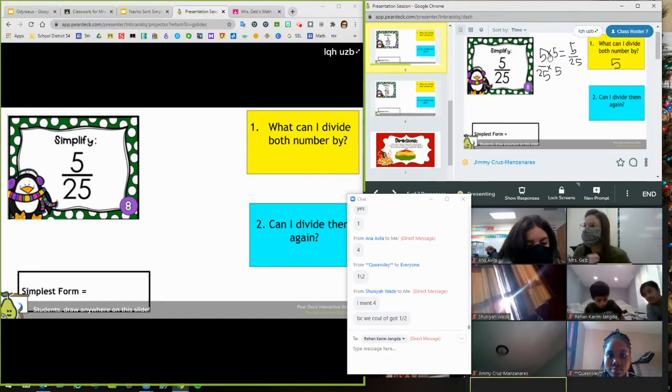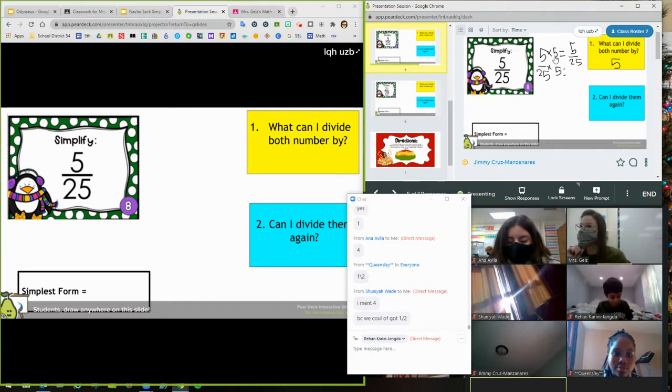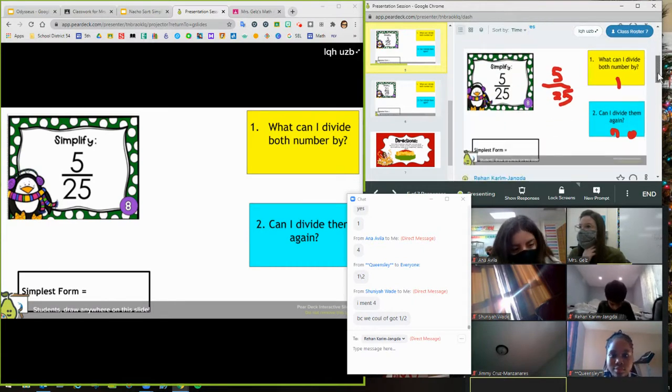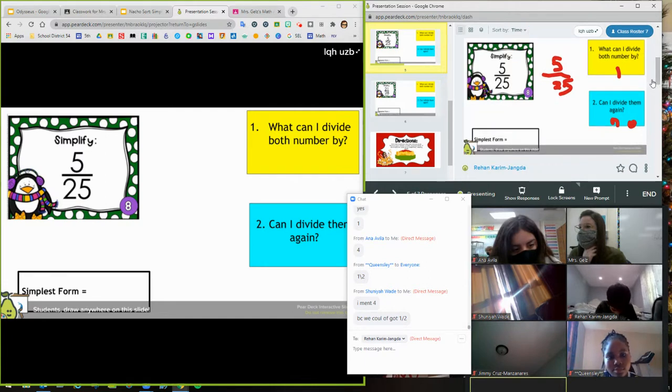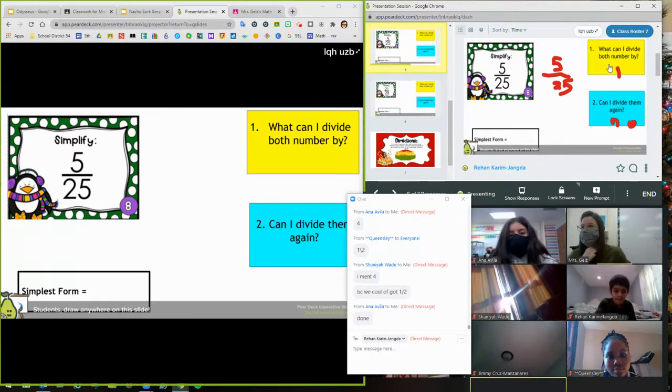And Jimmy, I like your setup, but since we're simplifying, can you use division instead of multiplication? So you're going to divide, but the number in your yellow box is correct. Rayhan, I see you did your division here. It didn't change. Is there a different number you could divide by that would simplify our fraction, that would change it?